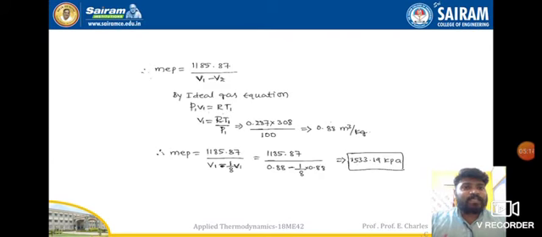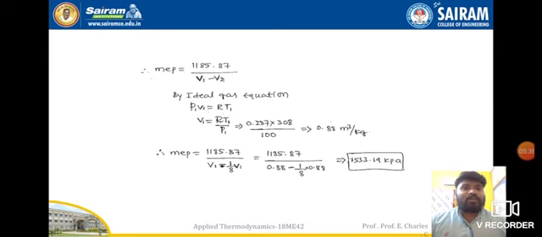The next thing is we need to find out the maximum temperature and maximum pressure. For that we have to start from the beginning, like process 1 to 2, 2 to 3, 3 to 4, 4 to 1. If we go process by process, we can easily find out the different temperatures and pressures at the various points.